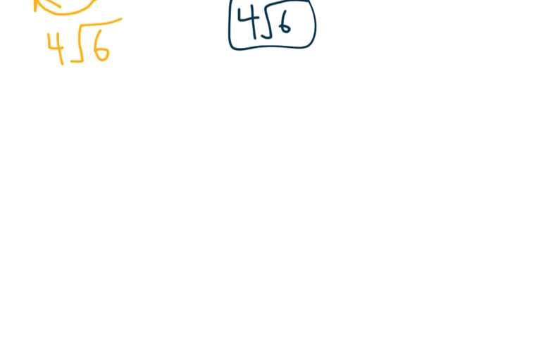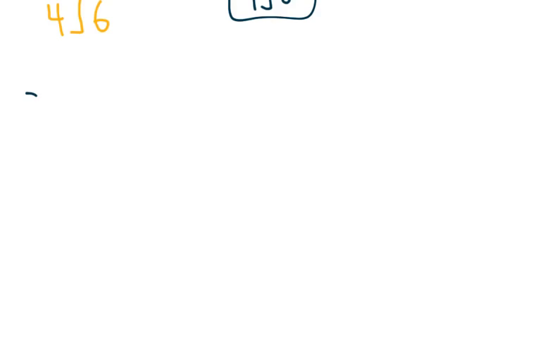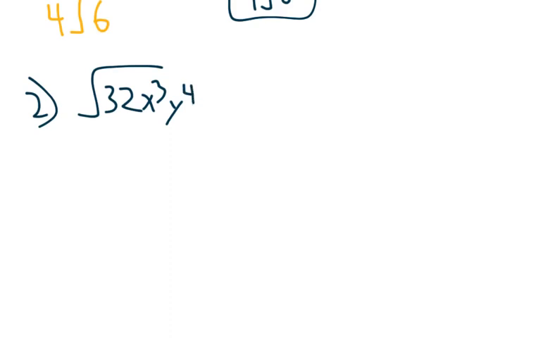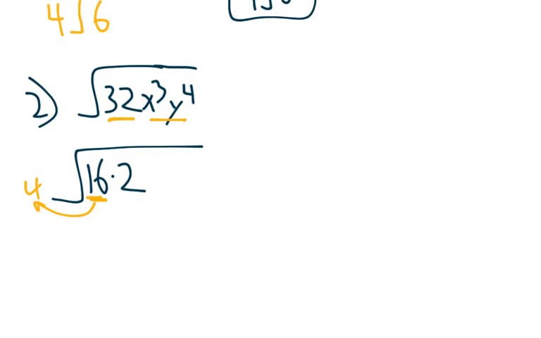Now the same principle applies to variables. So let's say we have the square root of 32 x to the third y to the fourth. What you're going to do is focus on the numbers and the variables separately. So we'll take the square root of 32, that is 16 times 2. Again, I broke it down like that because I know 16 is a perfect square, and I can extract that out as a 4.